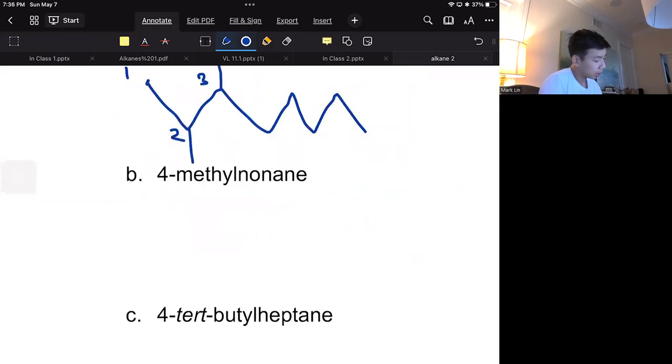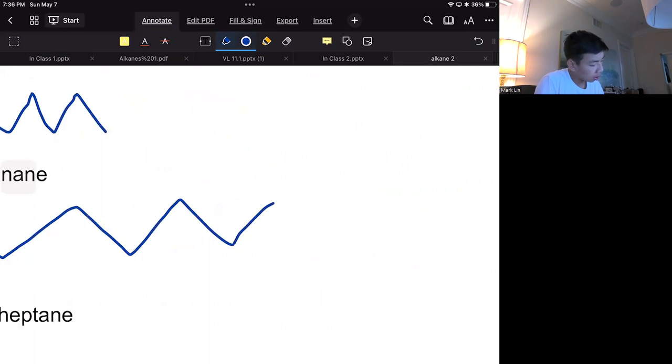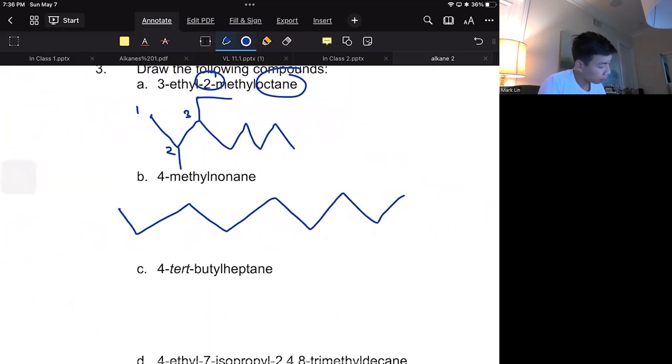B is going to be a 4-methyl nonane. So 9, 1, 2, 3, 4, 5, 6, 7, 8, 9. Number 4, 1, 2, 3, 4. This is going to be a methyl. Methyl is just 1.